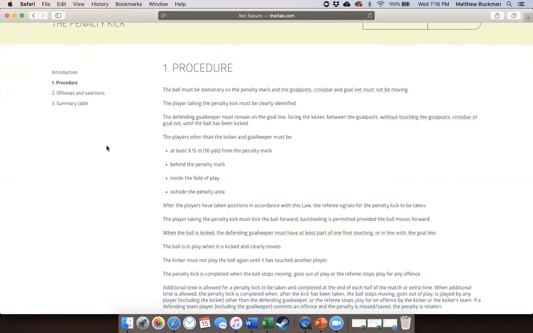So after all players have taken positions in accordance with this law, then the referee signals for the penalty kick to be taken. It's oftentimes wise to check in with the goalkeeper just to make sure they're ready before you blow the whistle.